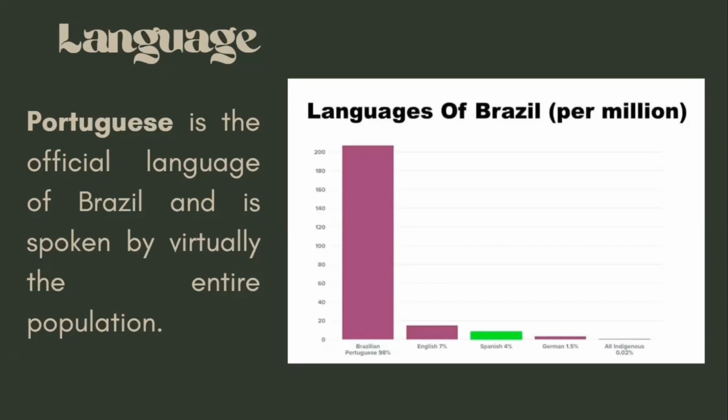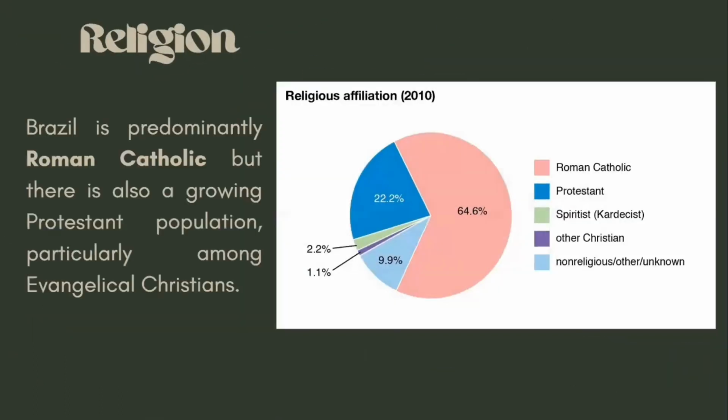Brazil is actually home to a diverse range of indigenous cultures and languages, and many indigenous communities have been able to maintain their distinct languages and cultural practices despite centuries of colonization and cultural assimilation. And now let's move on to its religion. Ayan. So, Brazil is predominantly Roman Catholic with around 64.6% of the population identifying as Catholic.